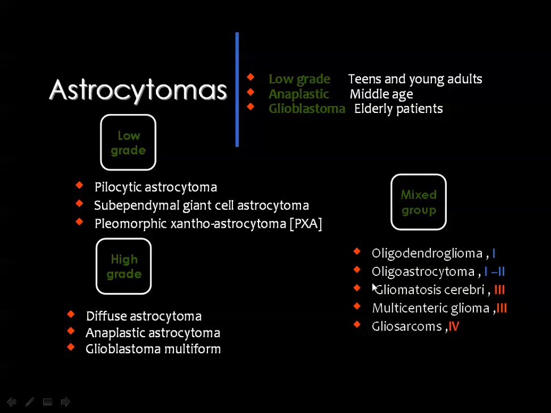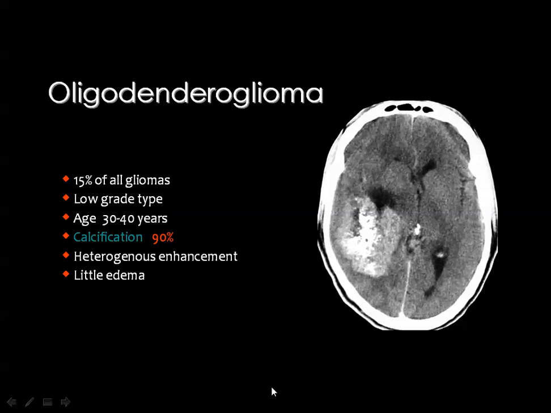Then we came to the final group, which is a mixed group of variable tumors. Some of them are of the low-grade type, some of them are of the high-grade type. This includes the oligodendroglioma, the oligoastrocytoma, the gliomatosis cerebri, and multicentric glioma, and finally the gliosarcoma. We start first with the oligodendroglioma, which is a low-grade type diagnosed by the presence of matrix calcification. And you know that calcium is better detected by CT rather than MRI.